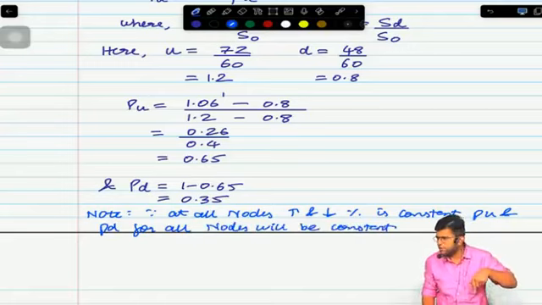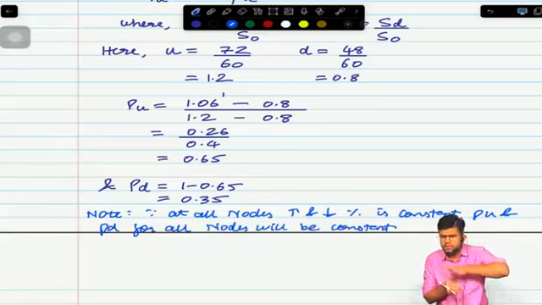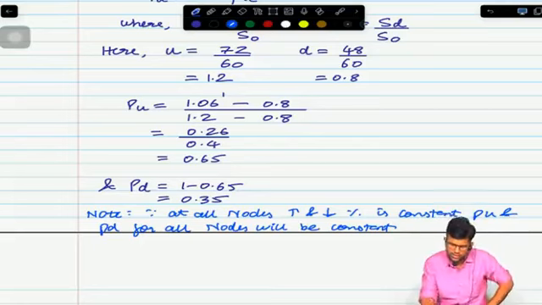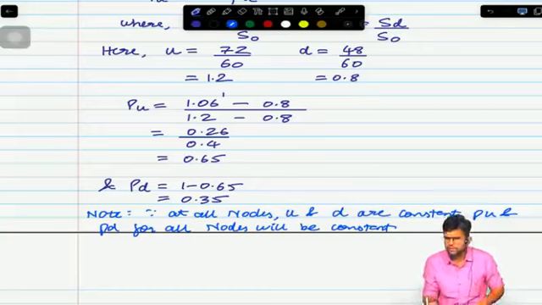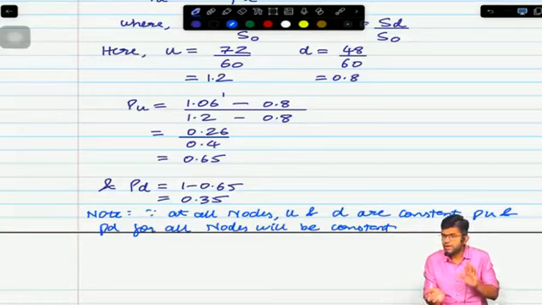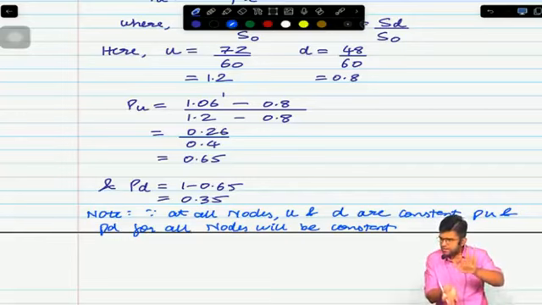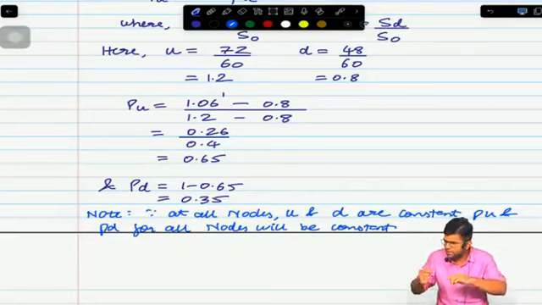Now the next one I will do, next triangle. There also it is the same, U and D will be there, 1.2 and 0.8. Okay. In fact, I'll write like this: since at all nodes U and D are constant. Why is U and D constant? Because you realize every time it is 20% and 20%. It is not about 20 equal to 20. It could be 20% and 10%. But then at all nodes, it should be 20% and 10%, 20%, 10%. Everybody clear?